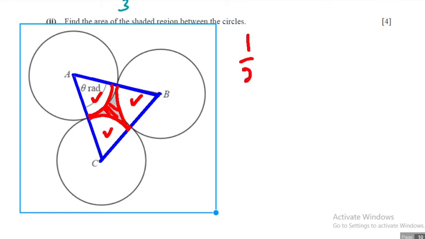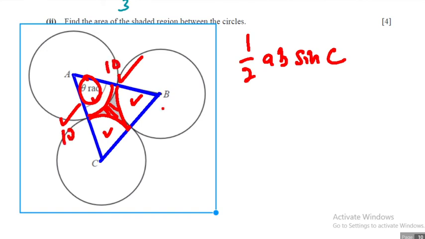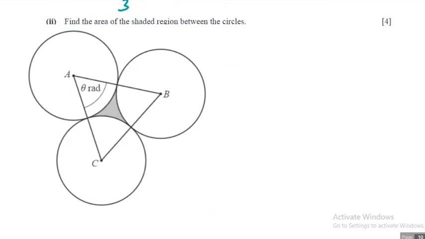Remember, we have half ab sine C. C is the angle, right? a and b must be the sides, these two sides here. And AB is 10. So that's easy, right? Everything is there already. So let's write it down. Half ab sine C. AB is 10. So 10 sine pi over 3. This one is pi over 3.